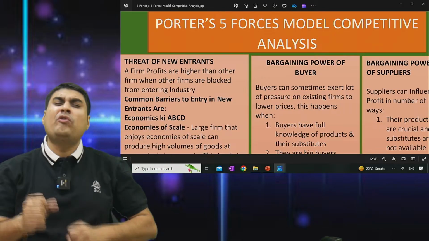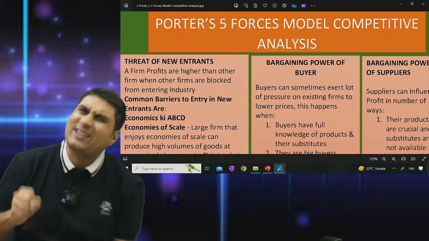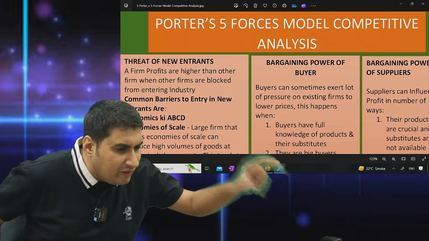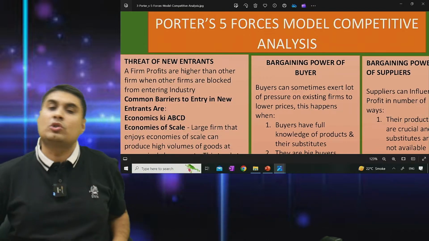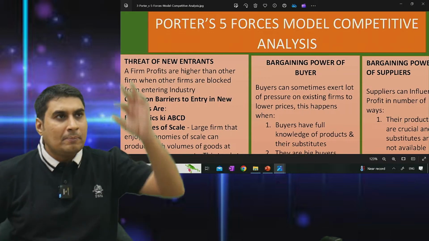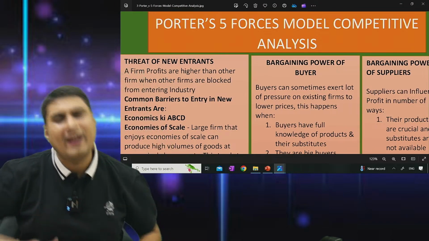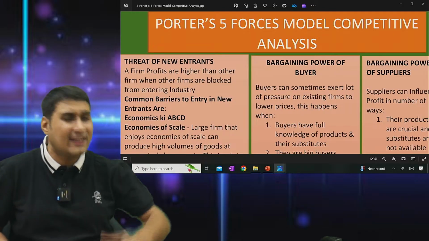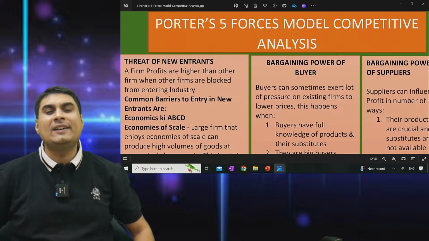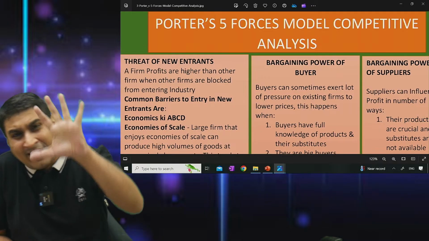Michael Porter is saying before you enter any business, before you go into any industry, you have to check pressure from five areas. You will tell me which are the five areas. Of course, you will learn all five areas in 15 minutes, but still I want to speak. Bargaining power of buyer, bargaining power of supplier, threat of new entrant, nature of rivalry, threat of substitute. Clear? Five areas are there.